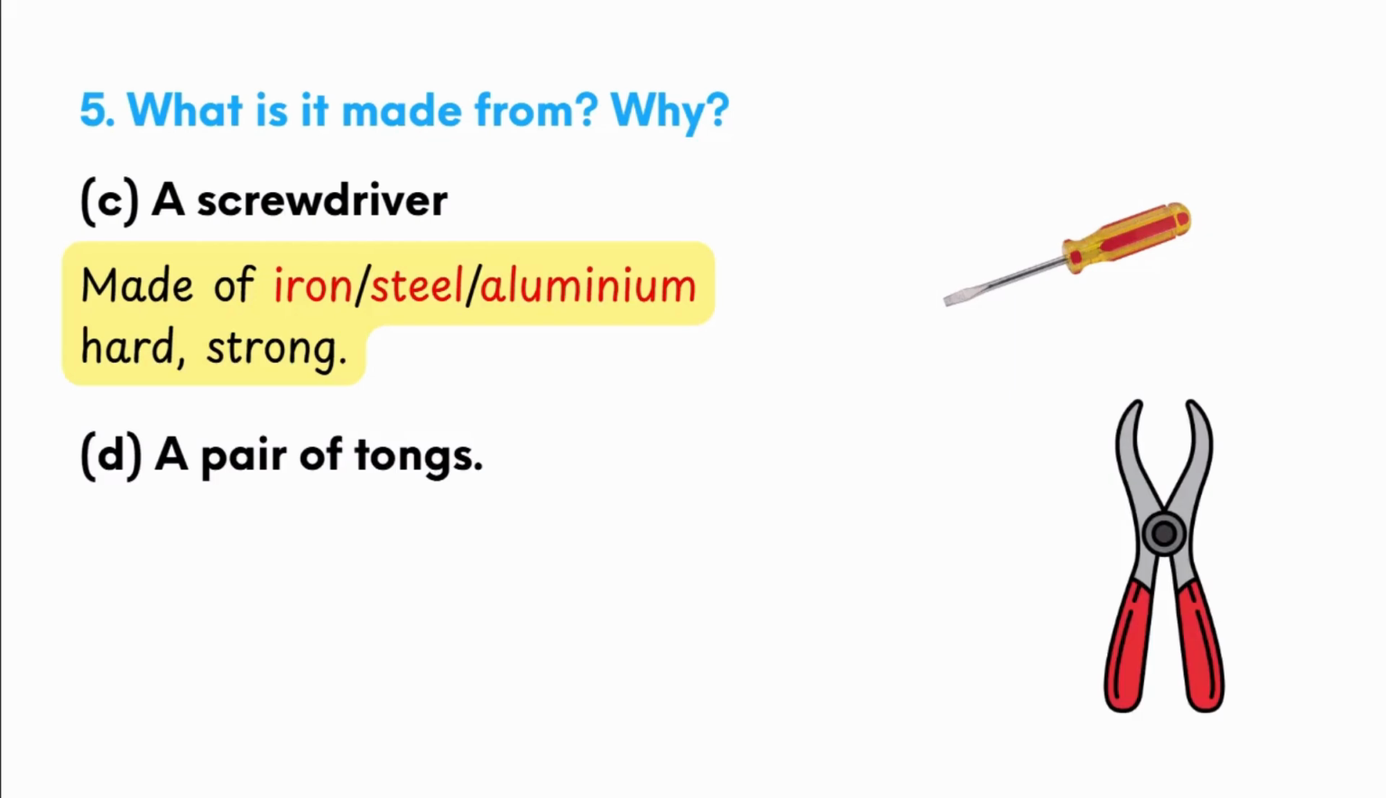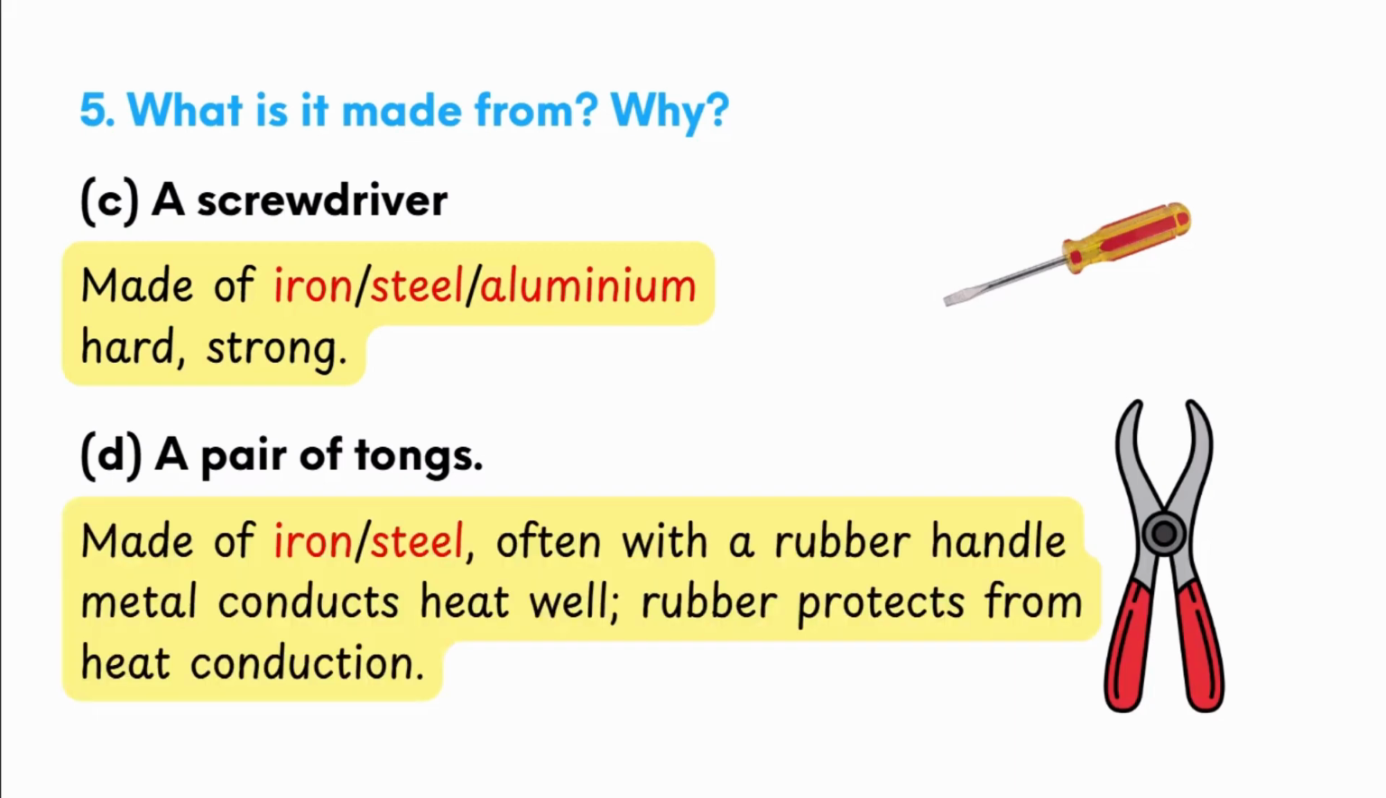Next thing, a pair of tongs. It is made up of iron or steel, often with a rubber handle. Because metal conducts heat well, rubber protects from heat conduction.